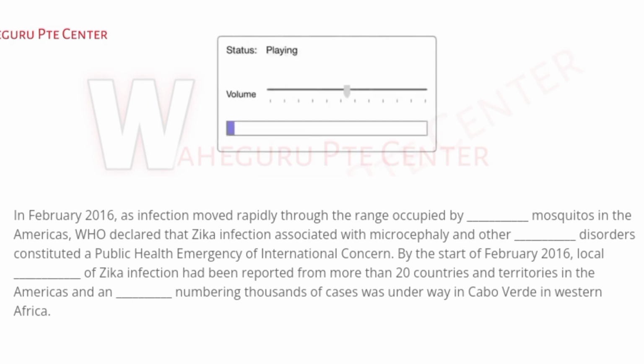In February 2016, as infection moved rapidly through the range occupied by Aedes mosquitoes in the Americas, WHO declared that Zika infection associated with microcephaly and other neurological disorders constituted a public health emergency of international concern. By the start of February 2016, local transmission of Zika infection had been reported from more than 20 countries and territories in the Americas, and an outbreak numbering thousands of cases was underway in Cabo Verde in Western Africa.